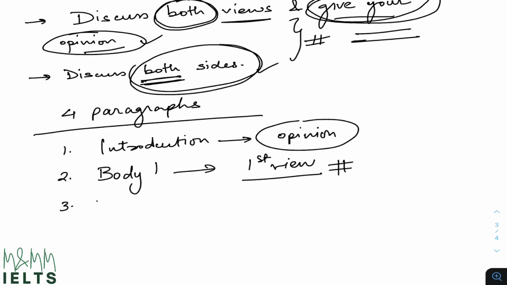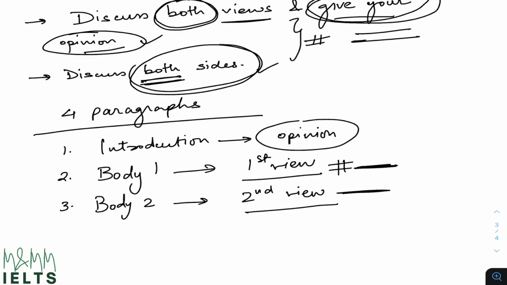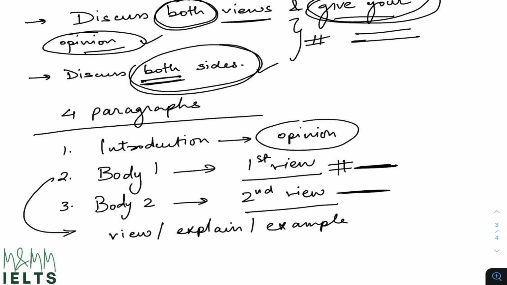Now, the next would be body 2. Body 2 means the second view or the second side. In body 1, you make sure that you only discuss the first view. In body 2, you make sure that you only discuss the second view. We will not discuss any other thing but just that view in that specific paragraph. When I say discuss, it means that not only will you write down your view, you will also explain it in detail, and you will give an example to support whatever you have written.